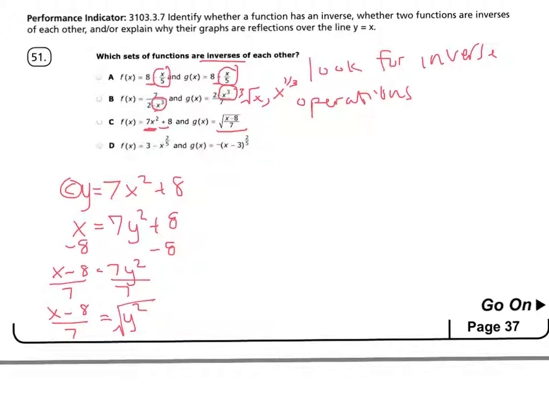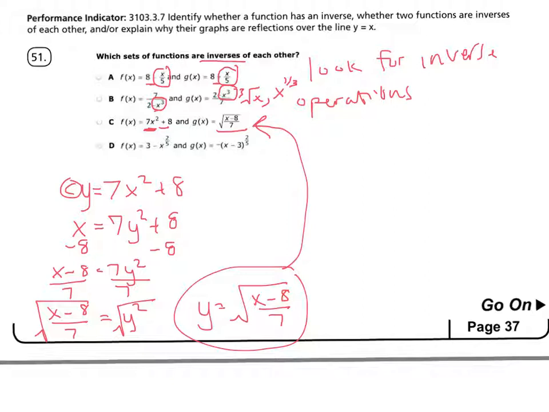And to undo that square, we would take the square root of both sides. So that would give us y equals square root of x minus 8 divided by 7. And it looks like that's exactly what the g function is. So now I've sort of proven it to myself that that is actually the inverse function. So I'm going to select C.